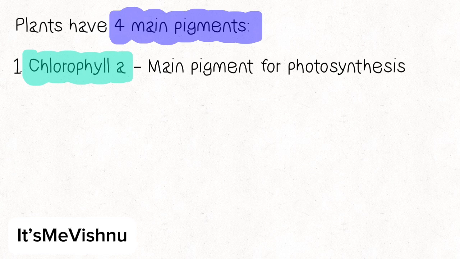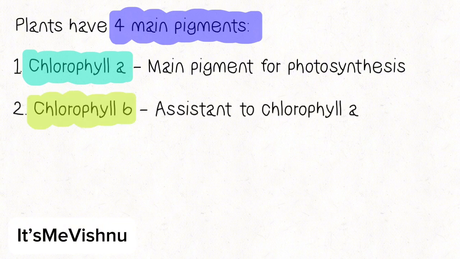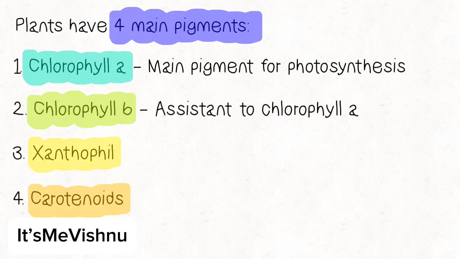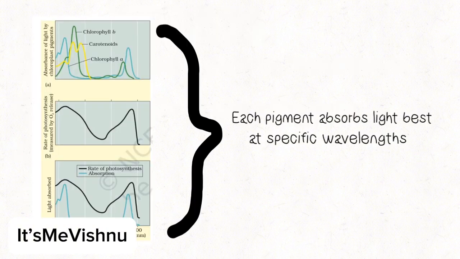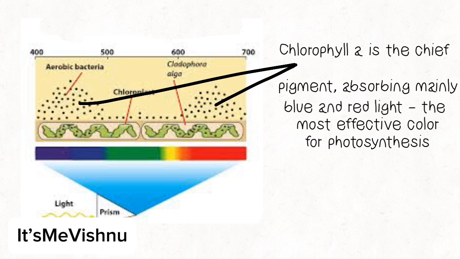The first is chlorophyll A, which is bright blue-green and is the main pigment for photosynthesis. The second is chlorophyll B, which is yellow-green and is an assistant to chlorophyll A. Third is xanthophyll, which is a yellow pigment. Fourth is carotenoids, which are yellow-orange pigments. Each pigment absorbs light best at specific wavelengths. Chlorophyll A is the chief pigment, absorbing mainly blue and red light, the most effective colors for photosynthesis.